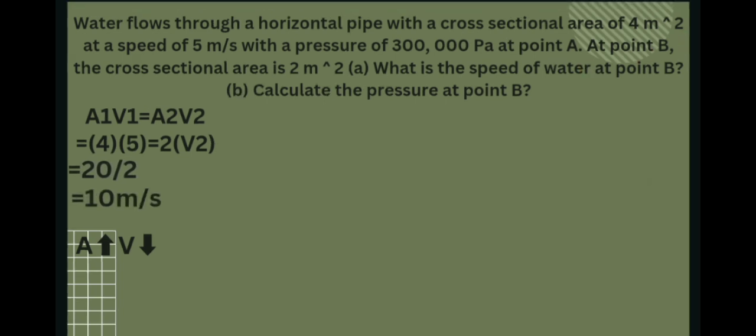Let's move on to part B. Calculate the pressure. The pressure at point A is 300,000 pascals. We need to calculate the pressure at point B. So will the pressure be higher or lower?